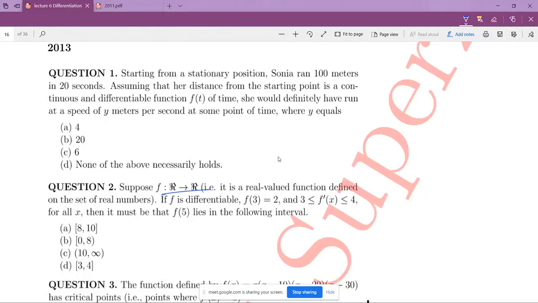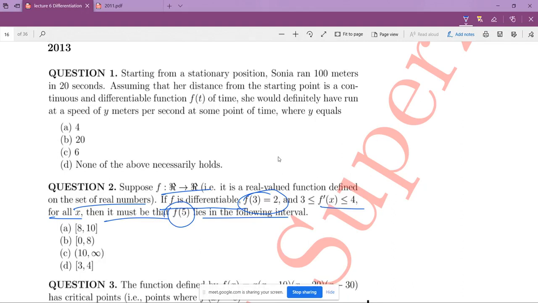Suppose f is a real valued function defined on the set of real numbers. f is differentiable, f of 3 is equal to 2, and f prime is between 3 and 4 for all x. Then it must be that f of 5 lies in the following interval.